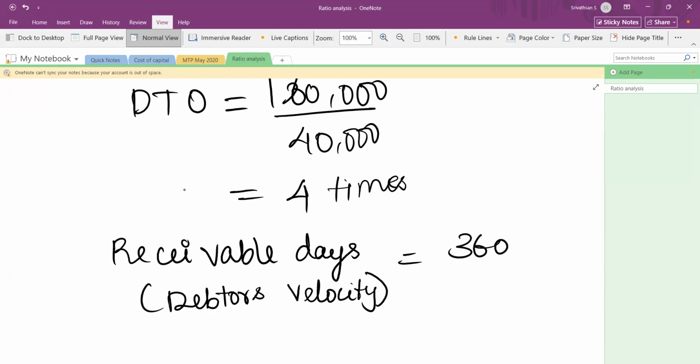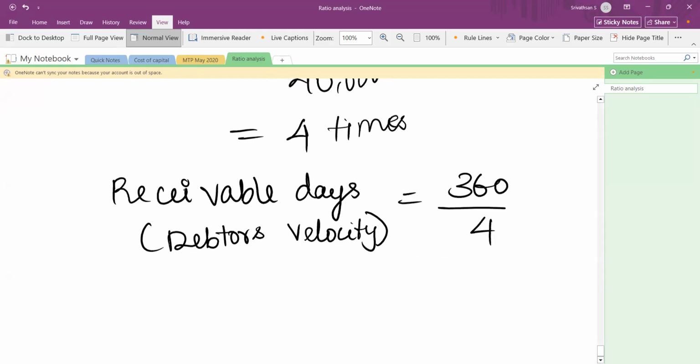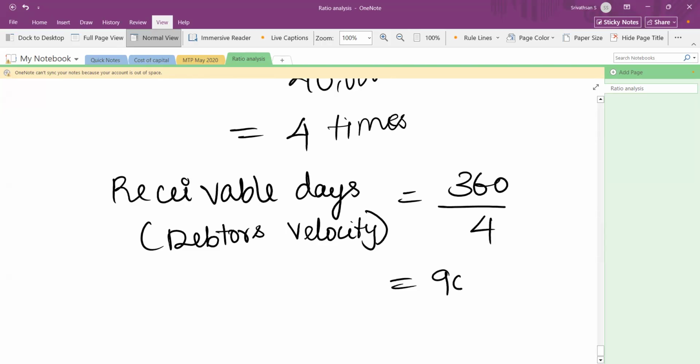So 360 divided by 4, how many days? 90 days. What does it mean? It means if a customer is purchasing goods from you today, he will pay you after 90 days. Right? Clear? Any doubt in this? How will you interpret that 4 times?